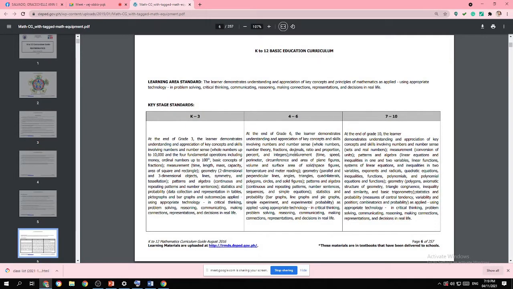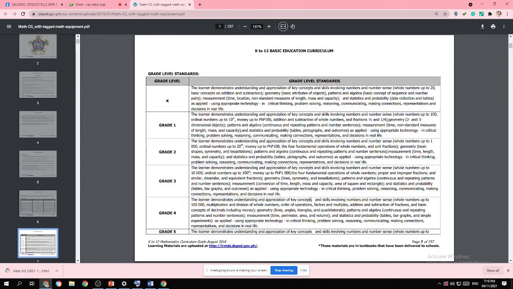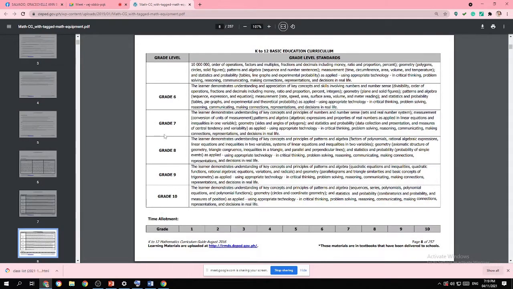Now, these are the learning area standards. This is applicable to all. These are the key stage standards. If you are asked about the grade level standards, you will be going over here. So for grades 7, 8, 9, and 10, these are the different grade level standards. And this is seen in our curriculum, in the syllabi and the learning plans that we make.